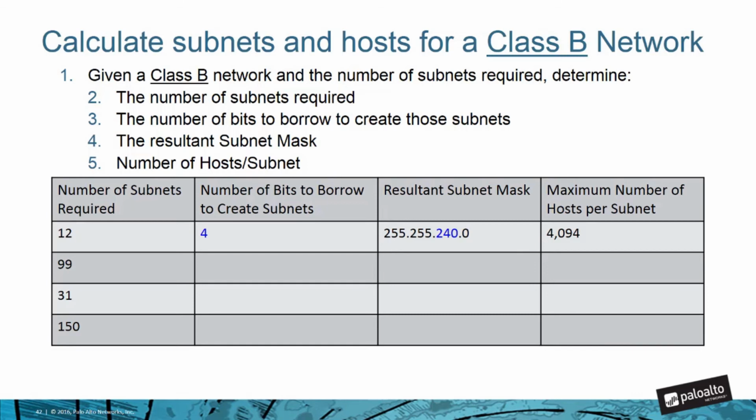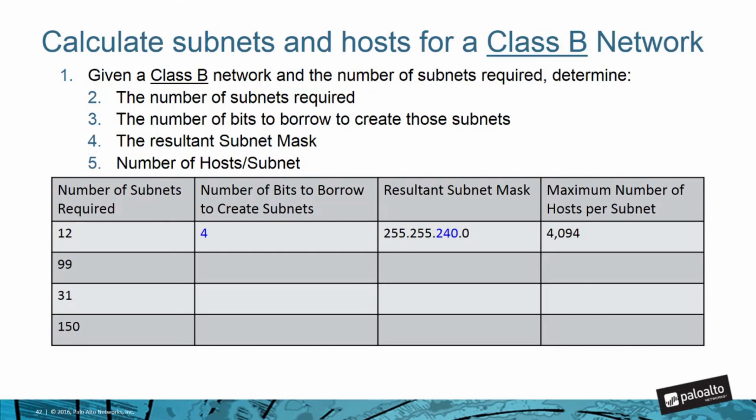Next, we're going to go ahead and calculate subnets and hosts for a Class B network. As you can see, the steps are the same. In the column on the left, it says the number of subnets required is 12. In order to get 12 subnets, we have to borrow 4 bits. That will actually give us 16 combinations.